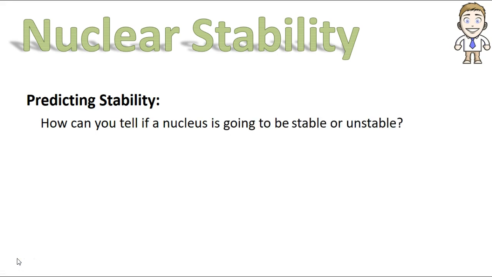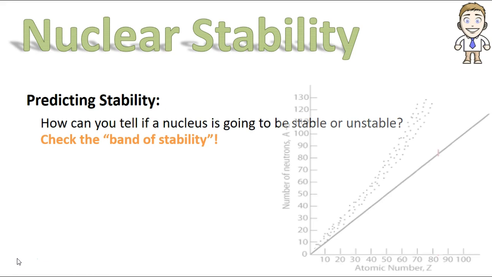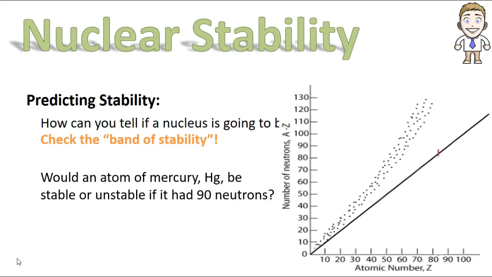Let's end by returning to the original question. How can you tell if a nucleus will be stable or unstable? Simple answer, just check the band of stability. If it lies within that band, then it's probably going to be stable. So let's take a look at this question.